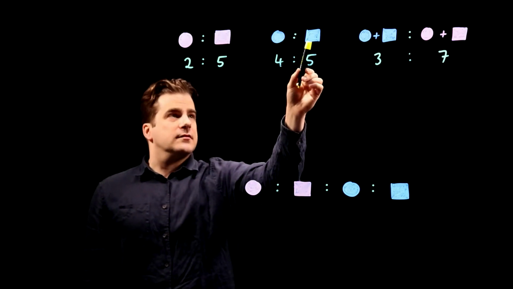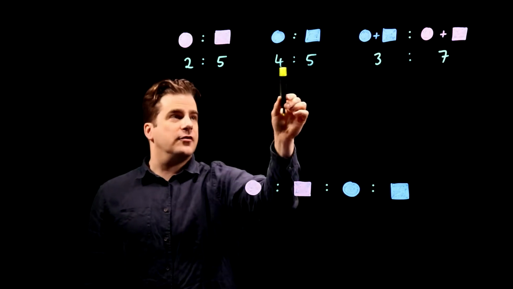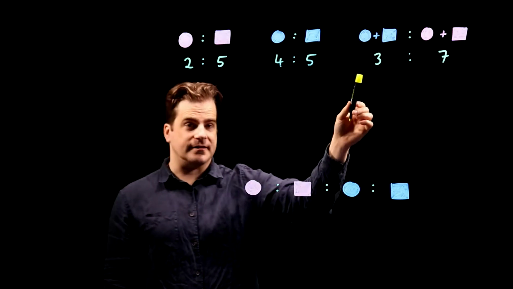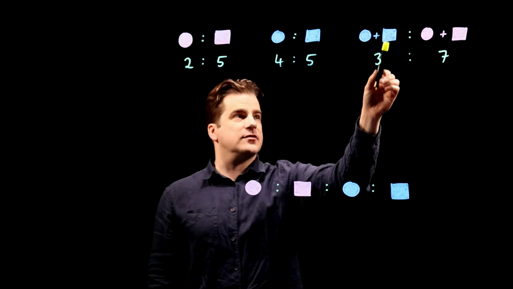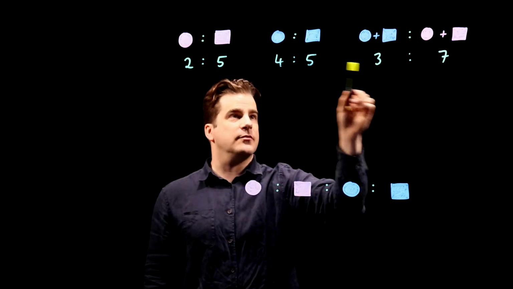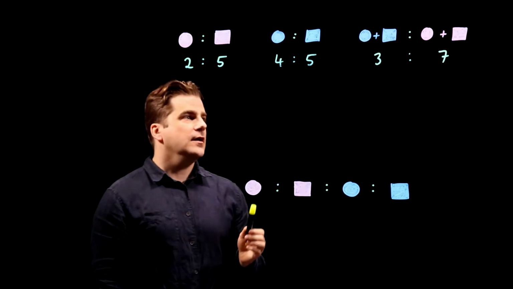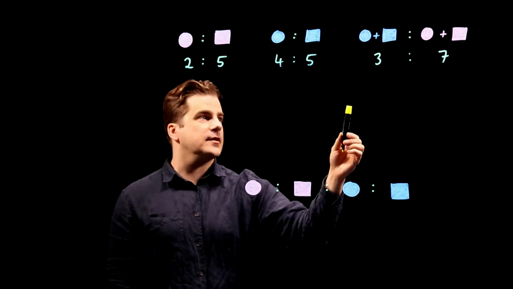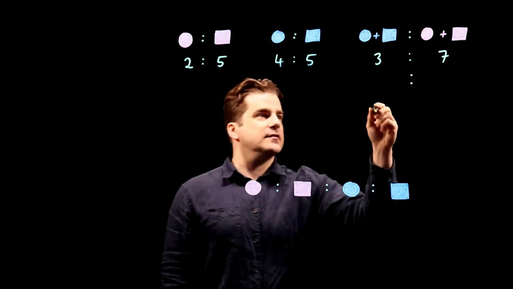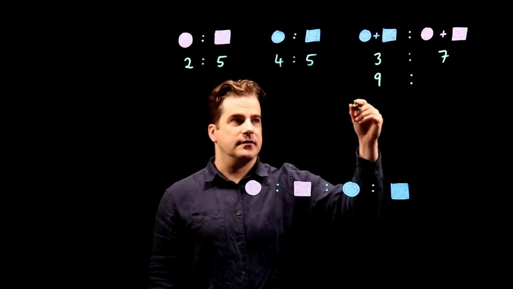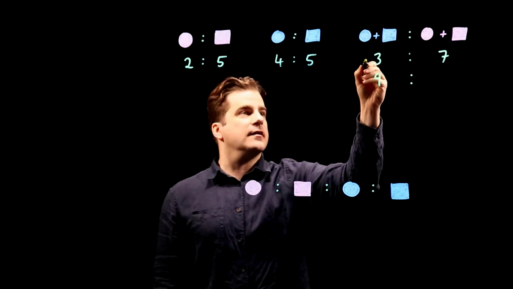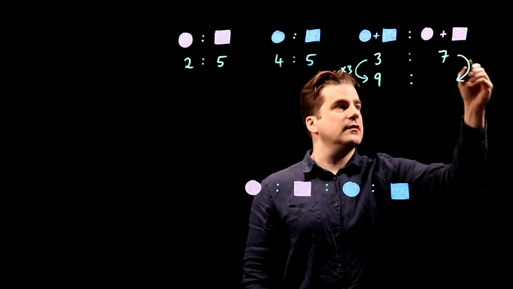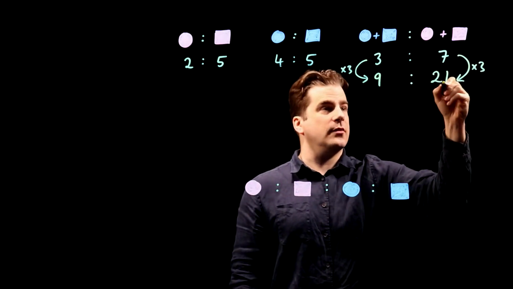The white circles plus the white squares here, 4 plus 5 adds up to 9. So we want that number to be the same as this. It isn't, okay? We want it to be 9. So 4 plus 5 makes 9, so we have to turn this number into 9. Now with ratios, whatever you do to one side, you have to do to the other. So we've multiplied by 3, okay, to turn that into 9. So we have to do the same here. So 7 times 3 is 21.